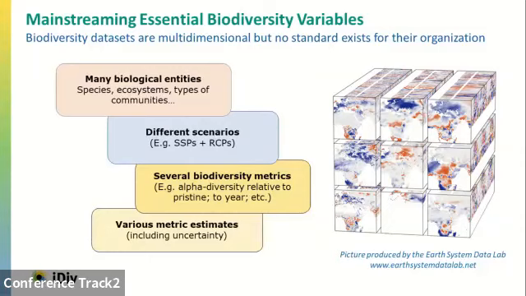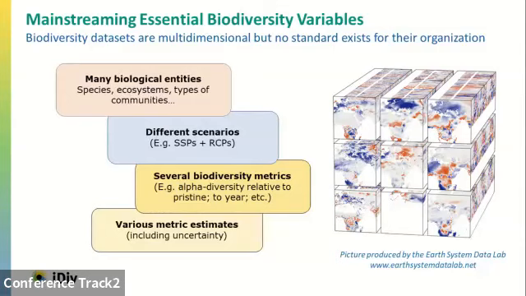This is not a new problem. Ecologists, biodiversity scientists, and remote sensing communities have been working on this for a long time. The problem is that the data has been structured in many different ways, so there is no one single way of structuring this data. What we aim to do with the EBV cube is to organize all that information. For example, when we have many different biological entities such as species, ecosystems, and types of communities, we organize them in a similar way, no matter what region of the world you are looking at or what group of species.